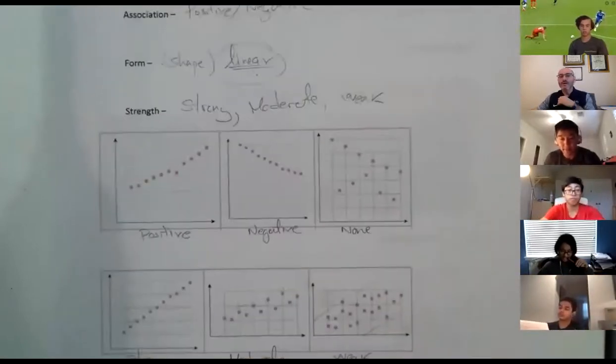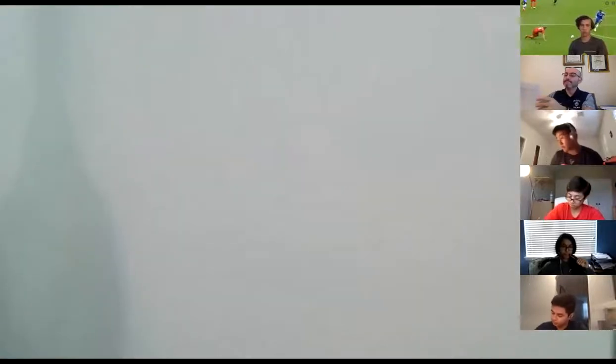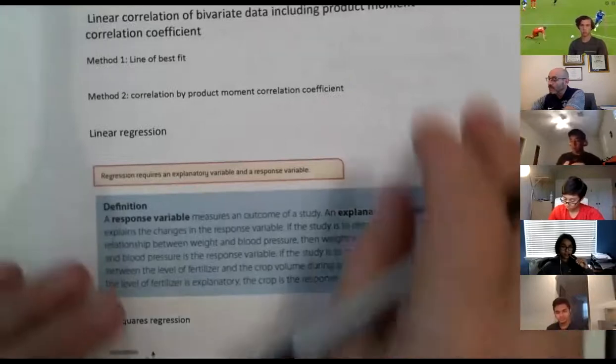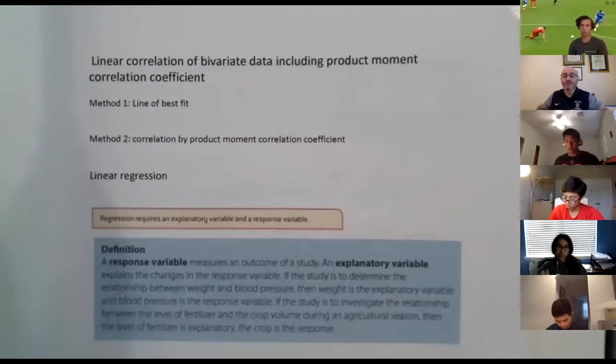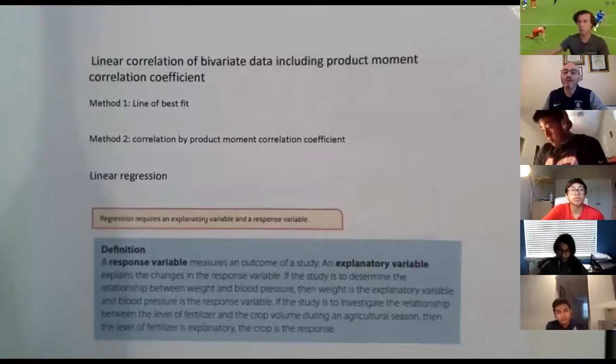No questions? Okay, cool. So let's look at the linear correlation of bivariate data, including the product moment correlation coefficient. That's a huge name. All that is the correlation coefficient, what you have used in the past and what we're going to refer to. That's just the formal name of it.